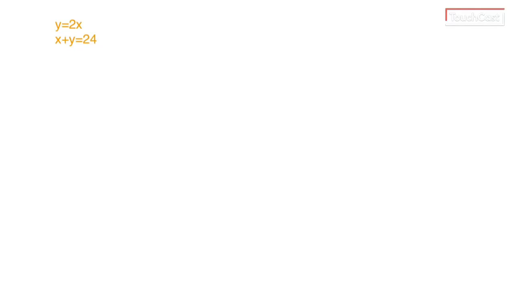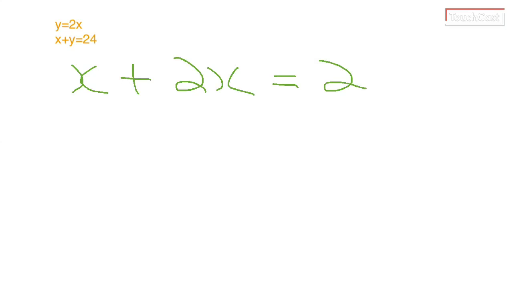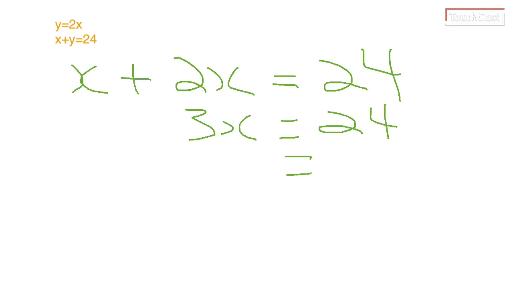So if I take that value and plug it into the second equation, so x plus, now instead of writing y, I'm going to write 2x, because I know that they're equal according to the first equation. Equals 24. Okay, so I'm going to collect my like terms now. So 3x is equal to 24, and x is equal to 8, because 24 divided by 3 is 8. Awesome. Now I know what x is equal to.